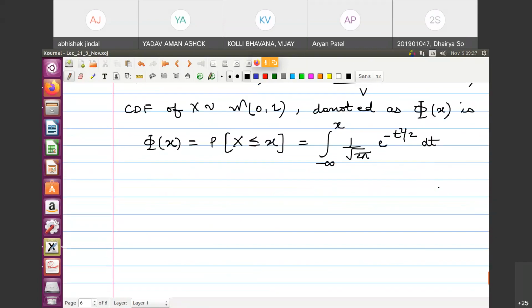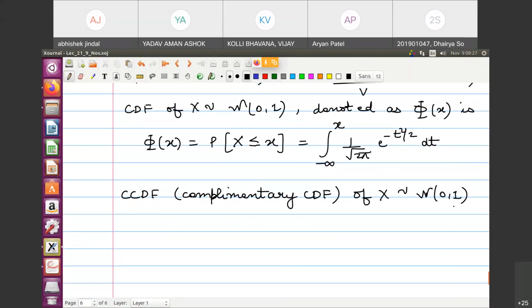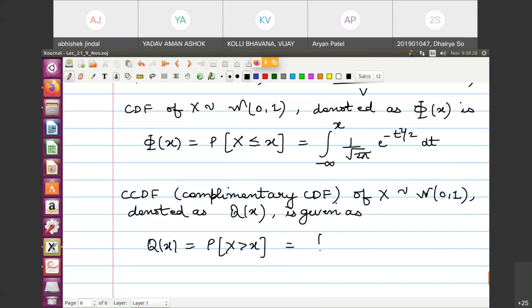And then comes the concept of CCDF. This is the complementary CDF. Now this complementary CDF is extremely popular in communication systems. The CCDF of x, which is distributed as normal 0, 1, denoted as q of x, is given as this integral. So this is very popular. You will find it at a lot of places. Once you study receiver design, you will find this there. I am not defining the integrals in detail, because you must be knowing this. You will find tables for q of x as well as phi of x. From the tables you can locate this value.